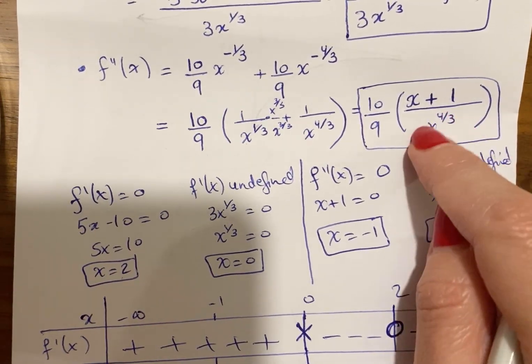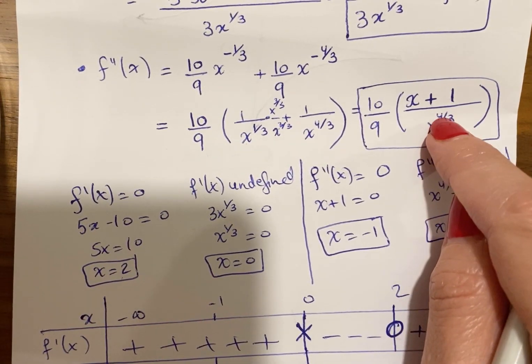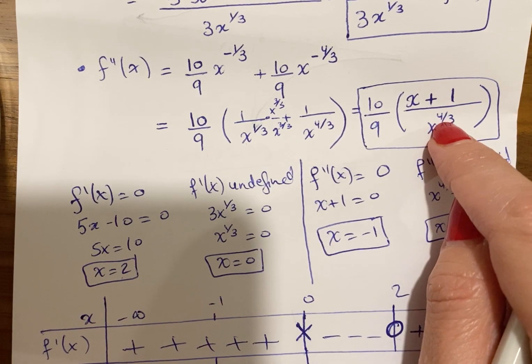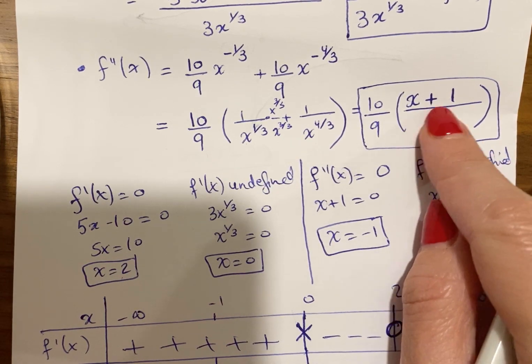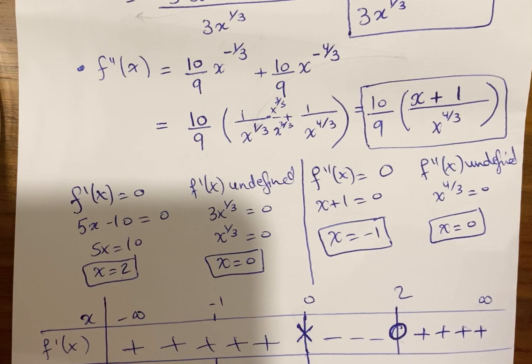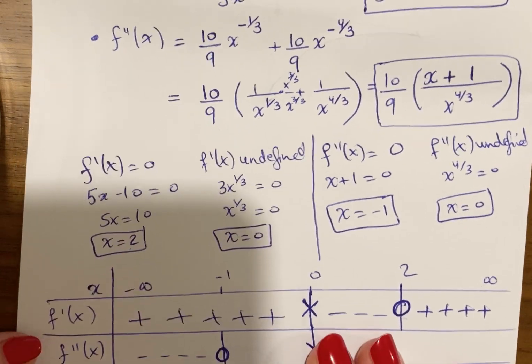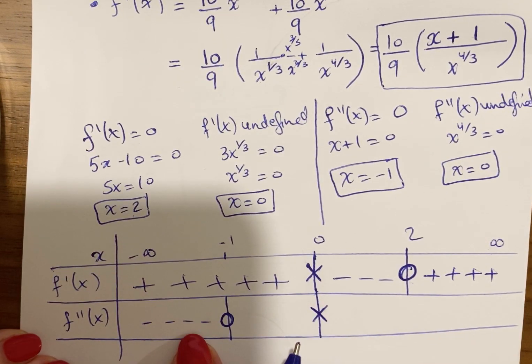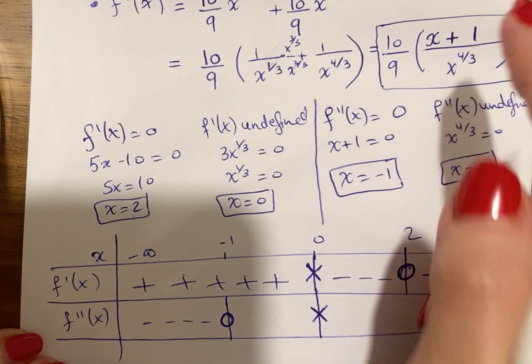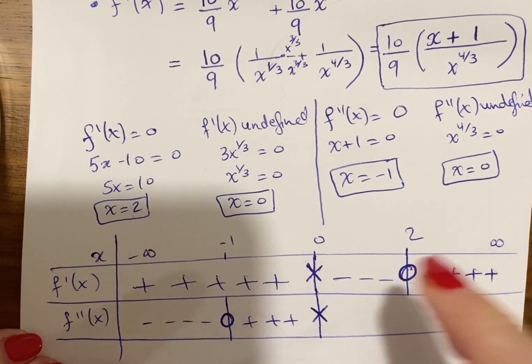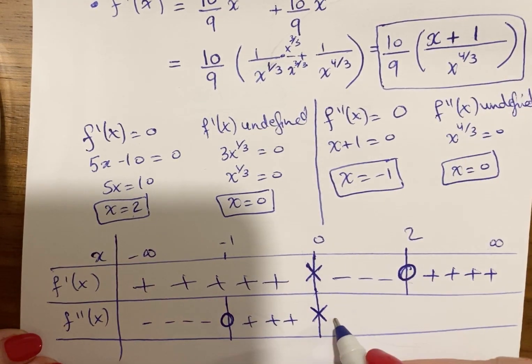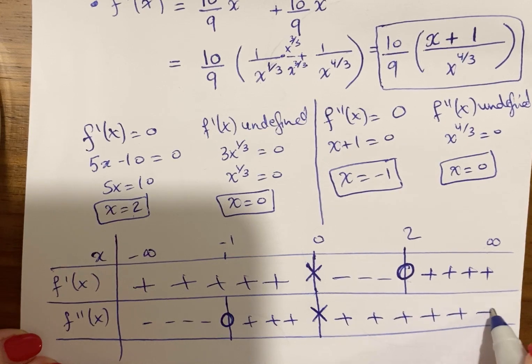I now look at this. This is always positive. I don't need to worry about it because it's raised to the power 4, so it's always positive. I only need to worry about x plus 1. Before, at minus 2, this will be negative, because minus 2 plus 1 is negative. Between minus 1 and 0, like minus half, it will be positive. And bigger than 0, like 1, it will be positive as well.